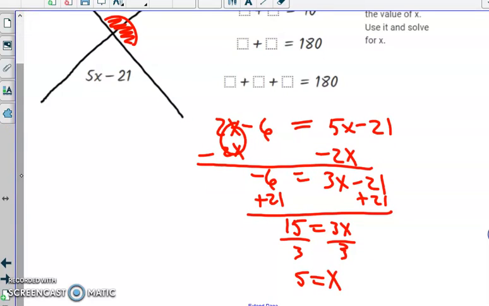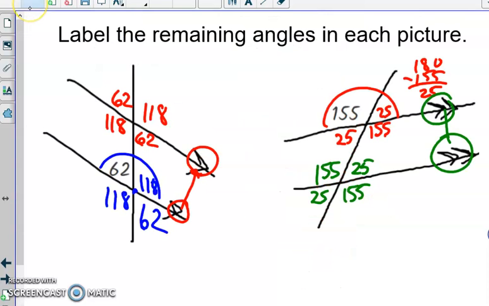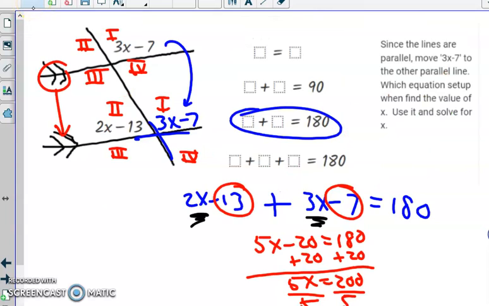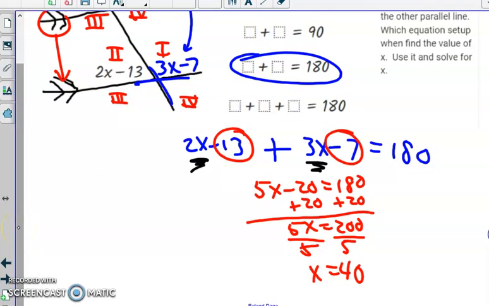This one here, there's no terms to collect because both sides have an x and a constant. So I generally solve equations by getting rid of the x term first and making sure the answer is a positive number. Subtract 2x. It gives me negative 6 equals 3x minus 21. Then I added 21, so it gives me 3x equals 15. Divided both sides by 3, and x is 5. Other like terms, 5x minus 20. You add 20 to both sides, you get 5x equals 200, divided by 5, so x is 40.